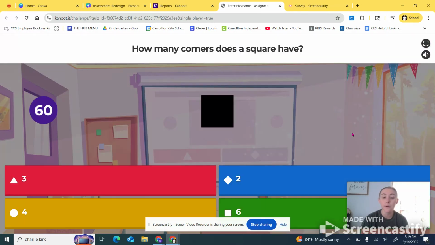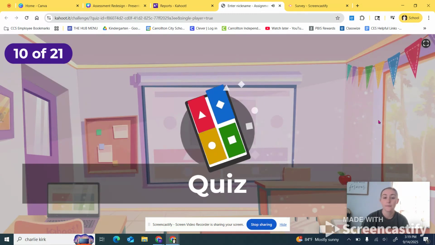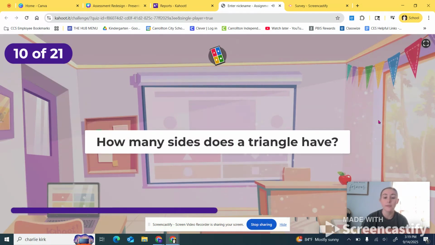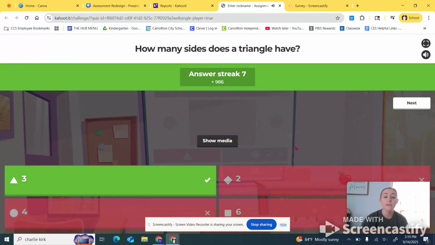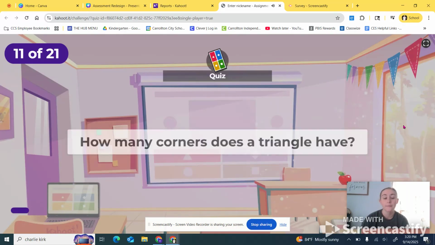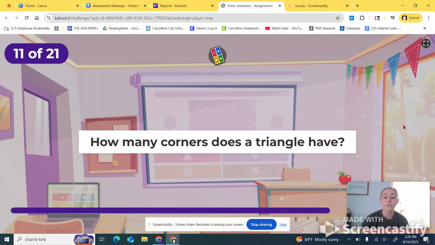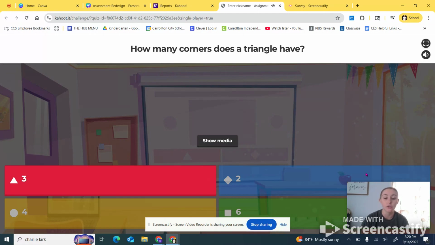And then how many corners does a square have? A square has four corners. How many sides does a triangle have? A triangle has three sides. Once they answer, the question is over for them. But if there's still a whole minute left, they will be waiting before they go on to the next question. It goes on to the next question altogether. How many corners does a triangle have? They have the ability to count how many corners, one, two, three, and then answer the question.